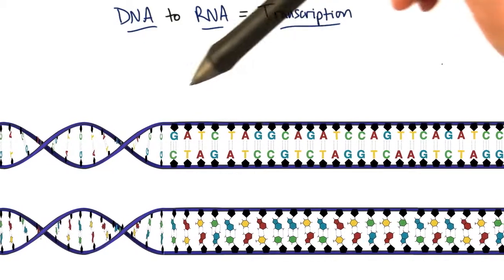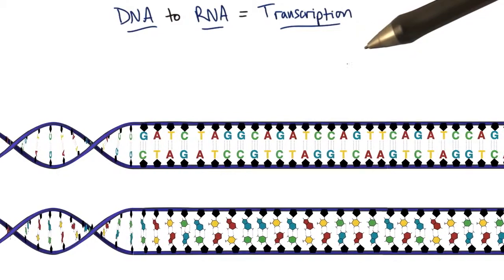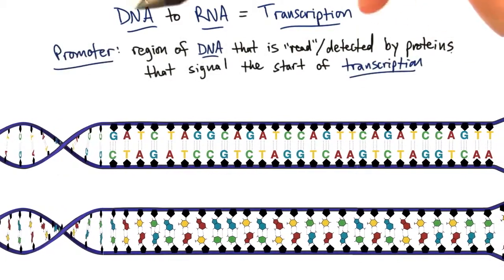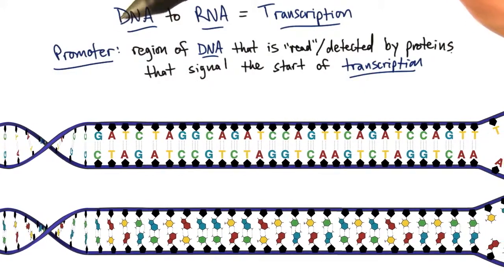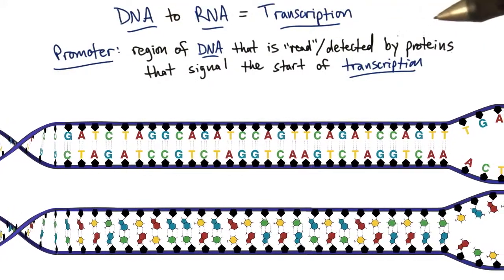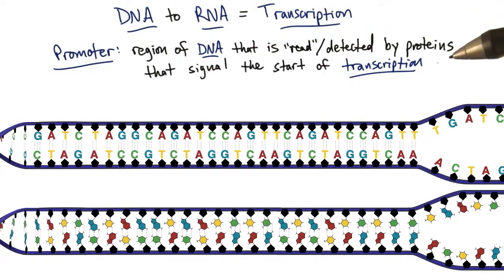Now the cell is going to use proteins to detect where transcription should begin, and we're going to learn more about how that happens in the next lesson. But for now, all you should know is that this sequence region is called a promoter, a region of DNA that's read or detected by proteins that signals the start of transcription.